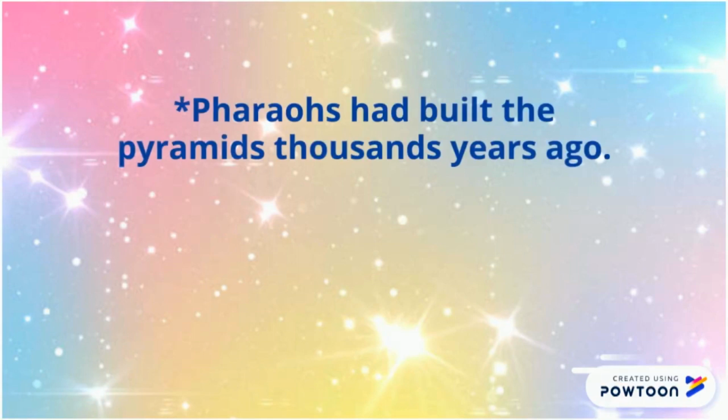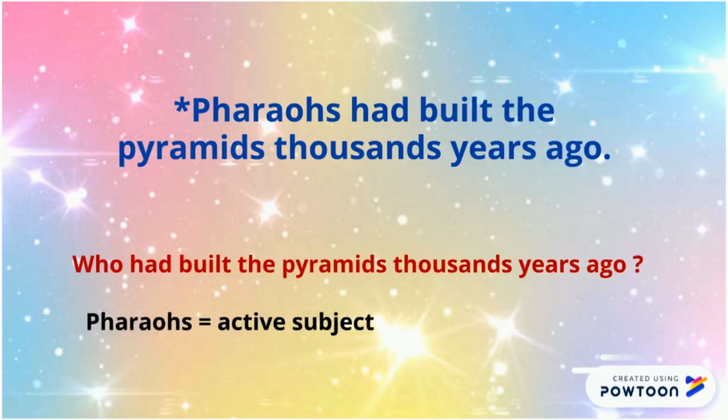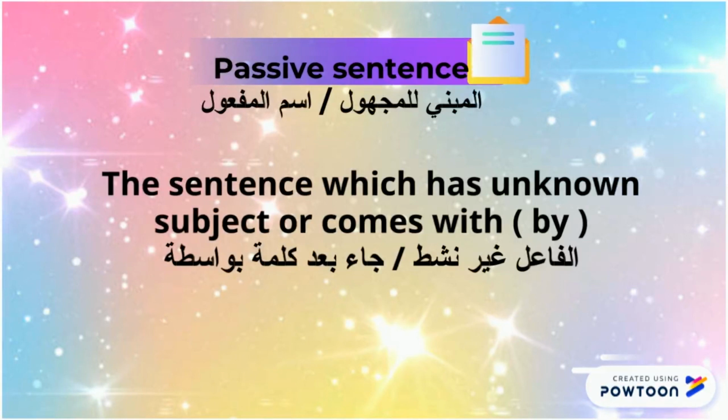Pharaohs had built the pyramids thousands years ago. Who had built the pyramids thousands years ago? Pharaohs. Passive sentence, the sentence which has unknown subject or comes with by.